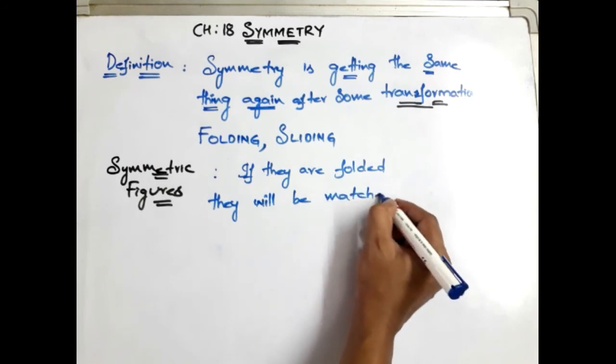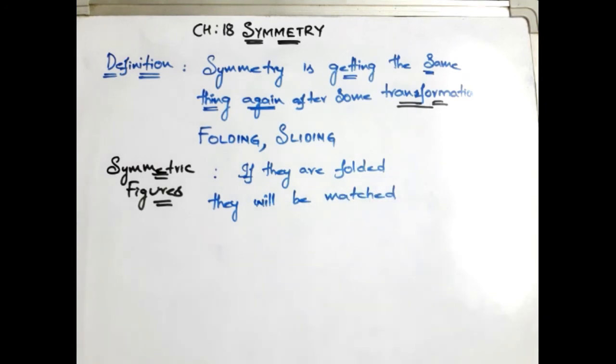So as I told, don't copy anything. Try to understand the concept. So if they are folded, they will be matched to each other, the other part of the figure. Now let us move into the first concept of symmetry, that is reflection symmetry. I will show you reflection symmetry.